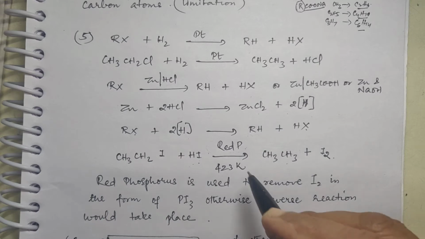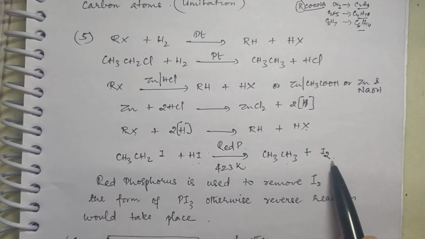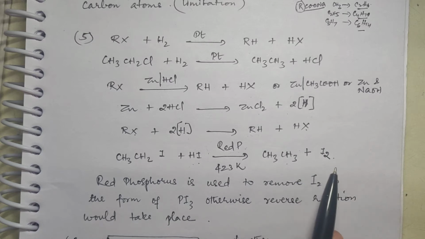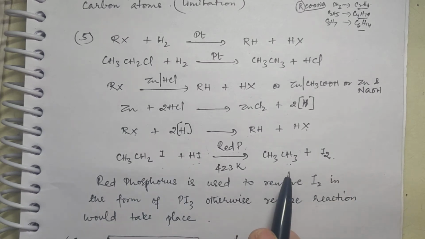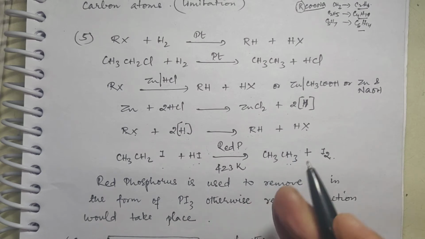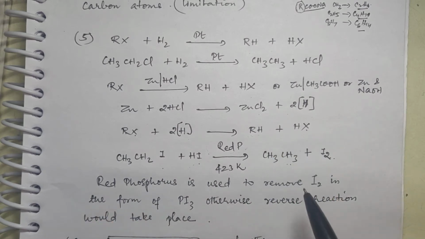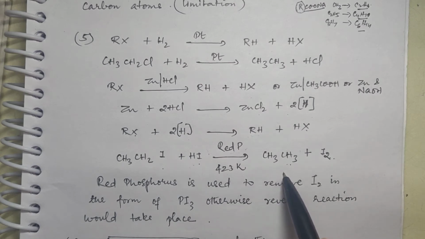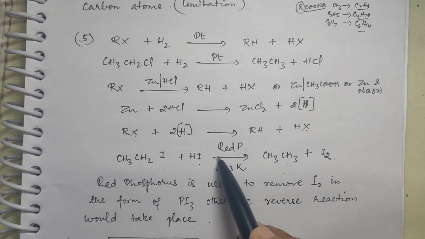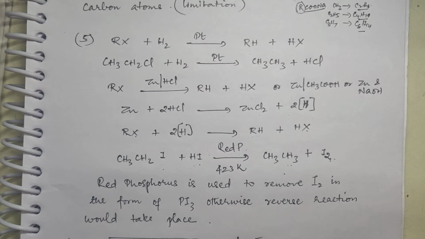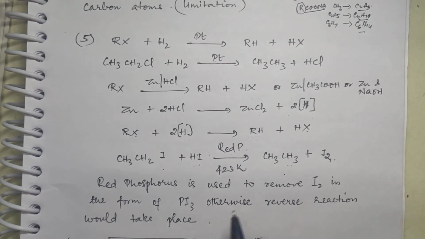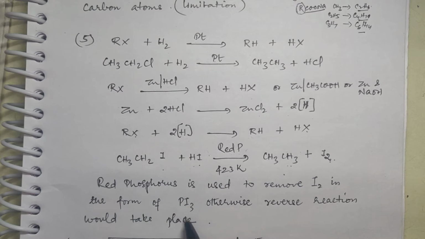Red phosphorus is used because the iodine that is getting released, this reaction is reversible. So this alkane that is formed will react with iodine to give you alkyl iodide plus HI. You want to prepare ethane, and if it is getting reversed, then how will you get alkane? So in order to prevent the reverse reaction from taking place, you are adding red phosphorus. Now what will this red phosphorus do? As soon as iodine is formed, it will immediately react with iodine and form PI3. P plus iodine will give you PI3.